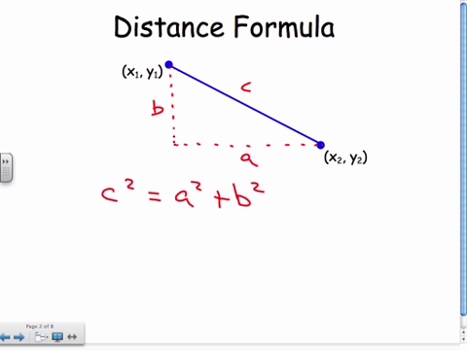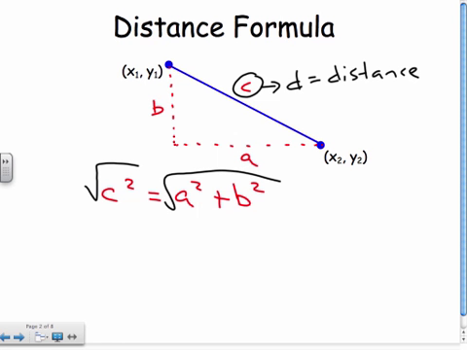Well, let's say I just wanted to find c. I want to find the distance. Okay, I'm going to replace this with d. d is going to stand for distance. And I just want to know what the distance is. So to get the c by itself in my equation, to find the distance, I would take the square root, right, to cancel that square. So it's really c, but now I'm going to use d instead for distance. d equals the square root of a squared plus b squared.